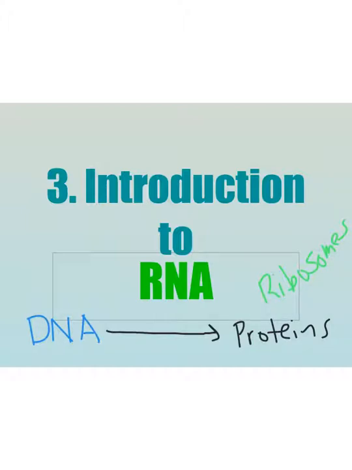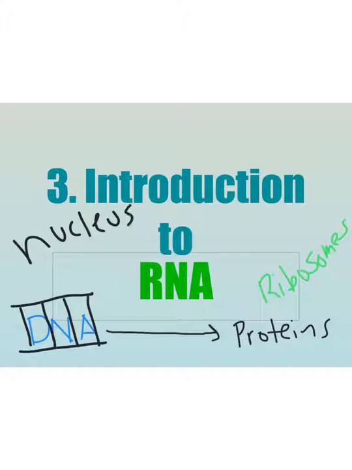Well, DNA has one little tiny problem. DNA is kind of like in jail. It is stuck inside of an organelle called the nucleus of the cell. So since DNA is stuck in the nucleus and proteins are made inside ribosomes, which are outside the nucleus, DNA can't directly make proteins itself.